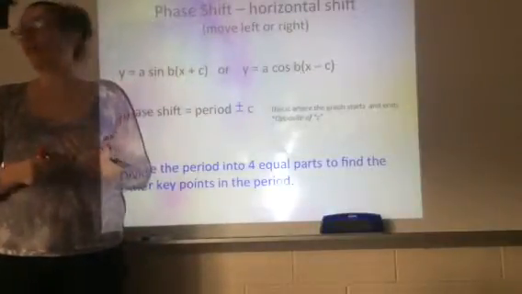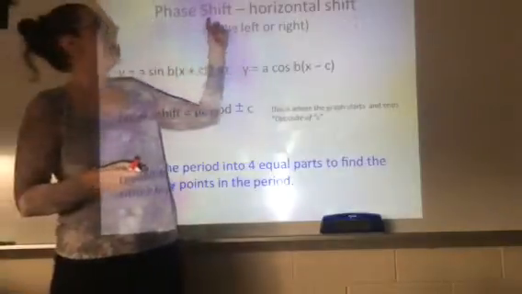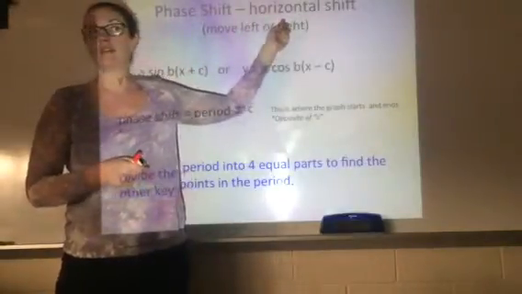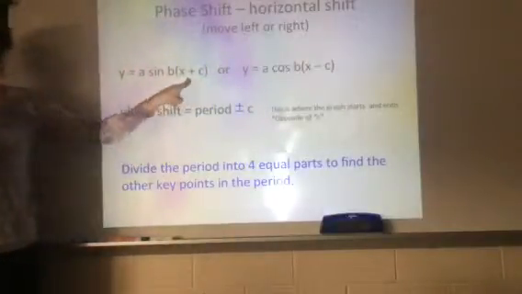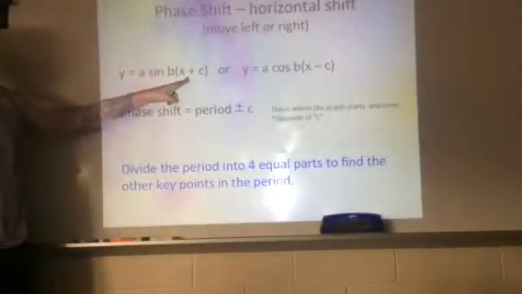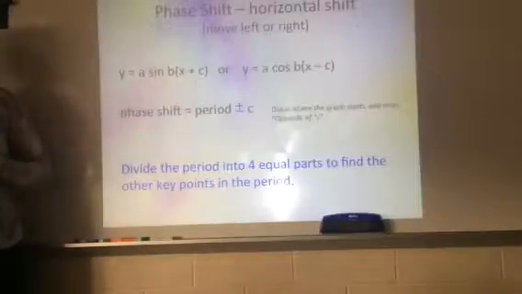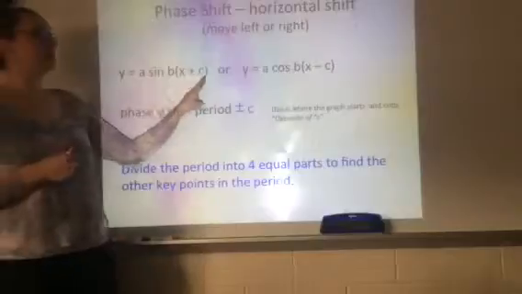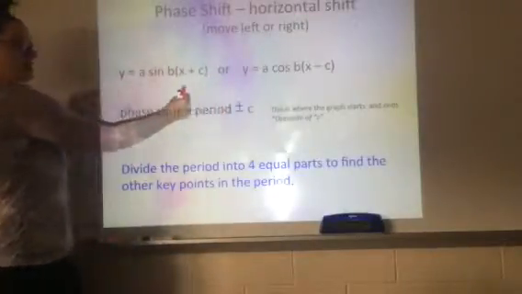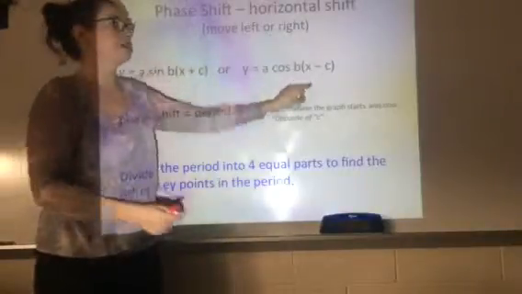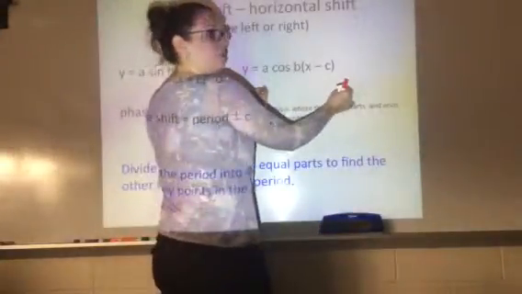The last shift that we learn is the phase shift, which is the horizontal shift left or right. If you take a look, it's going to be whatever is inside of parentheses. Same exact rule: if it says plus C, we're going to take our graph and shift it back left. If it says minus C, we're going to shift it to the right.